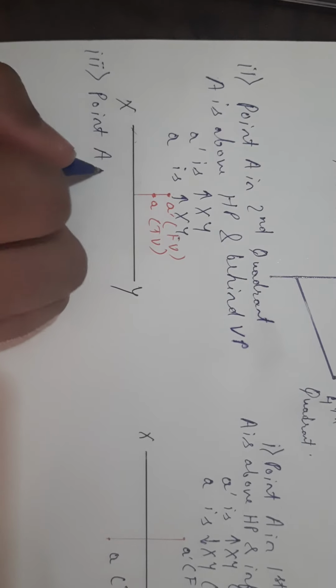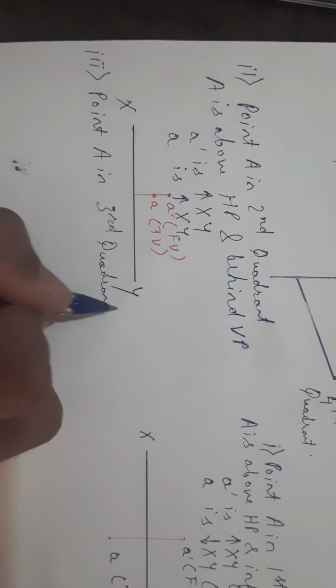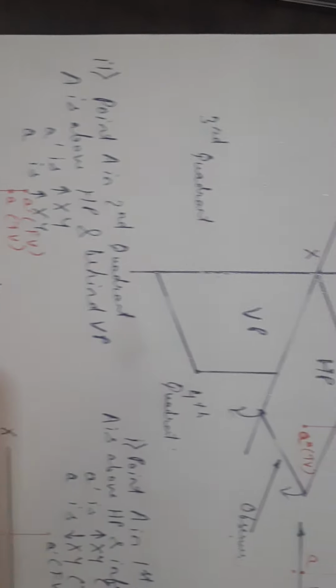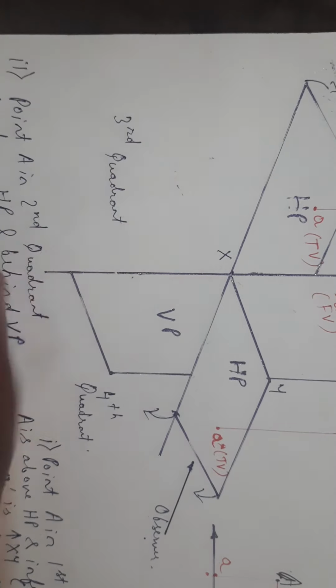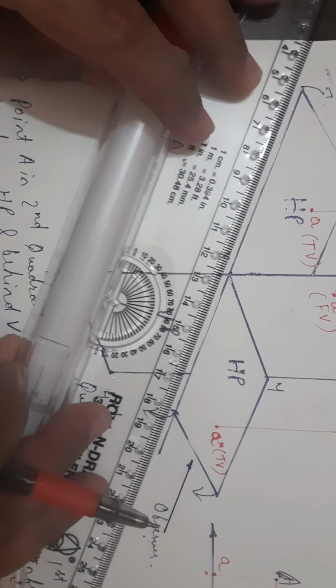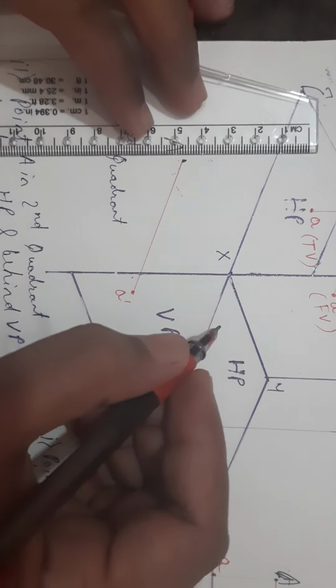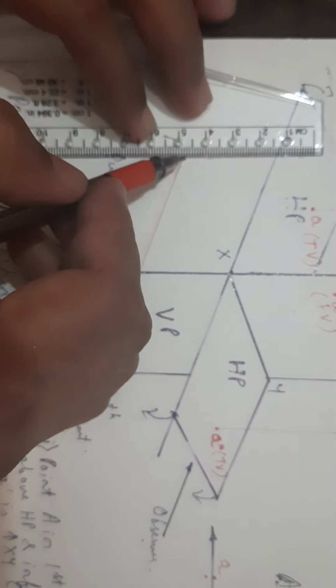Point A in third quadrant. So now, let us go back to the 3D diagram. Point A is in the third quadrant, and let me show the front view of it, parallel to the vision of the observer. The front view will be projected on the vertical plane below XY, that is A dash, and the top view, parallel to the vertical plane, will be A over here. So this is the front view, this is the top view for the point in third quadrant.